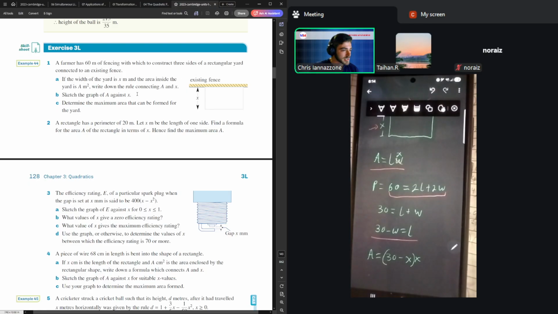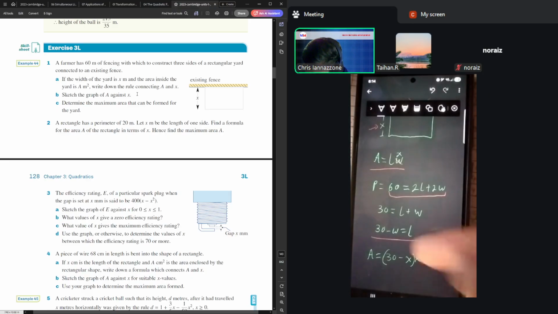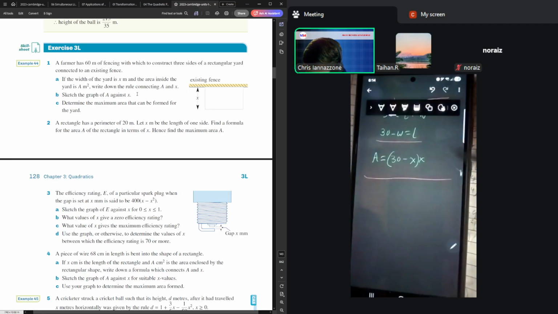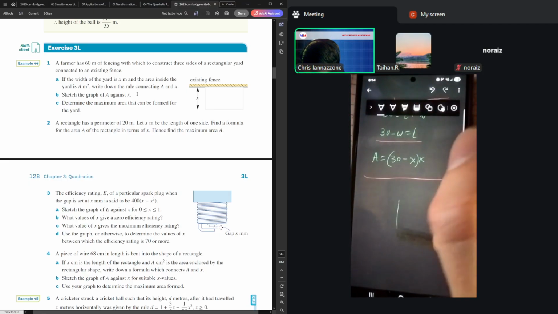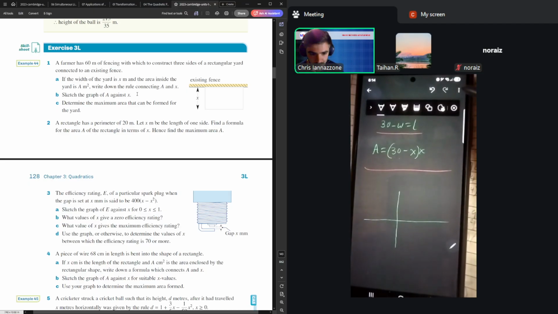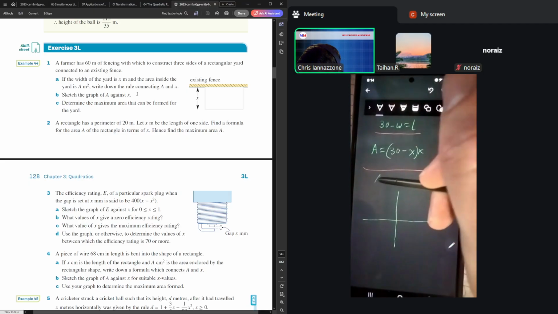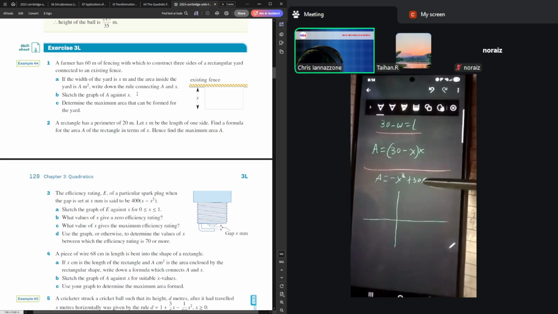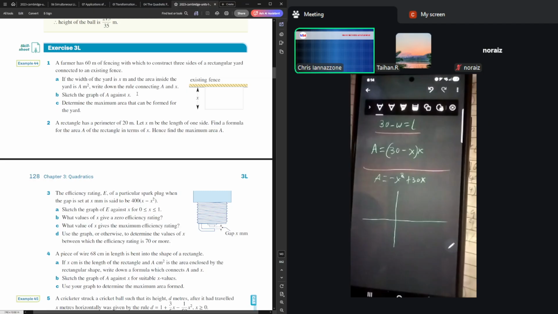Part B just says sketch the graph. This is still just a quadratic, so how do we sketch a quadratic like this? Well, first, maybe just expand the brackets. Yeah, so expanding could be fine. You do have an alternative method of solving it, but we'll have a look at that later, I suppose. So A equals minus x squared plus 30x. Now we're going to sketch that.